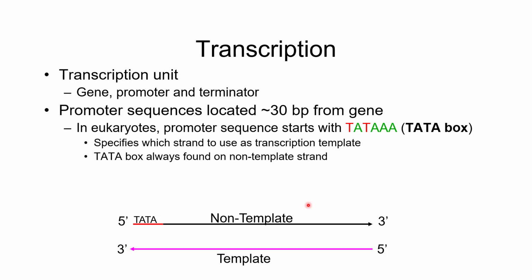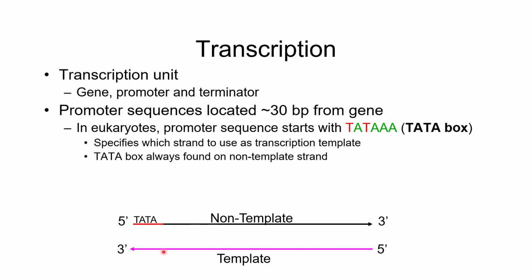Now, when we speak of transcription, a region that gets transcribed, we call it a transcription unit. That includes the gene and then the promoter and terminator sequence. The promoter sequence is where we start transcription. The terminator sequence is what tells the polymerase to stop transcription.